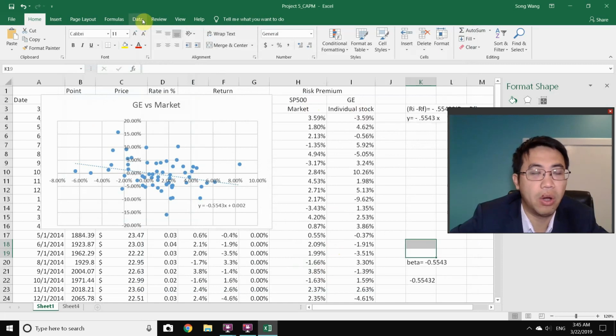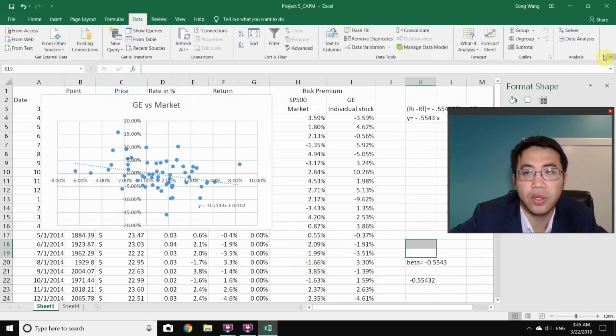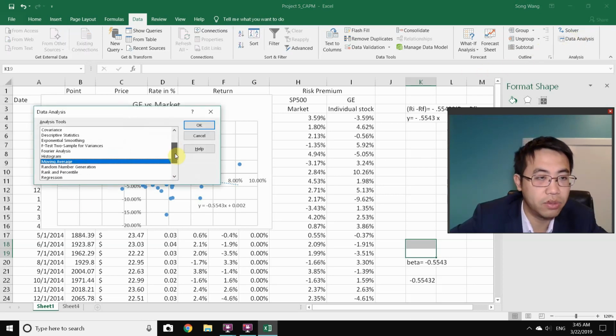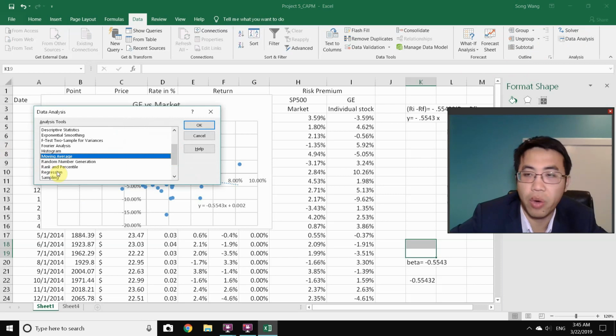Now I want you to hit the Data tab. You can see the Data Analysis option is available now. We just have it installed. I want you guys to click on Data Analysis, and then move all the way down until you see Regression. Do you see that? Click on it.